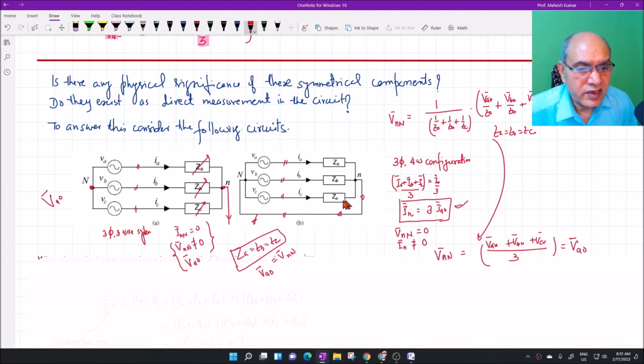While for the current expression for a three-phase 4-wire system, IN is always equal to 3IA0. So zero sequence current is always measurable. Just put an ammeter in the neutral wire and you can find out the value of the zero sequence current. Normally, for an ideal power system, the zero sequence current must be 0, the zero sequence voltage will be 0, and the negative sequence quantities must also be equal to 0.